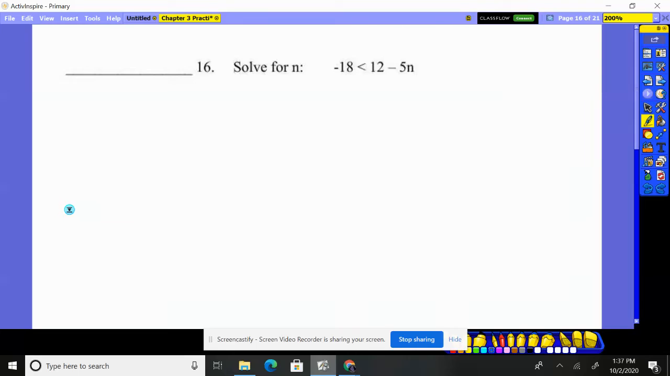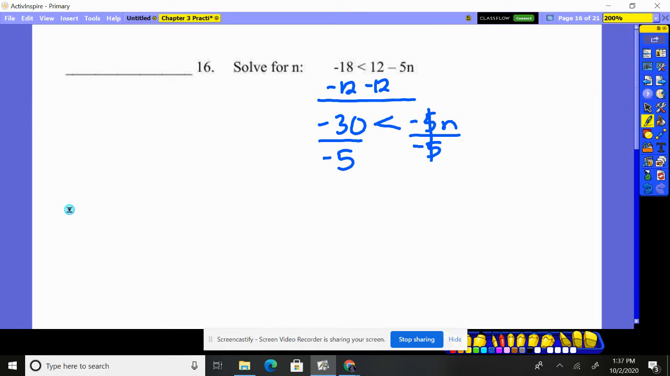Number 16. Well, all our variables are already over to the right. So I need to move this 12 over. So I'm going to subtract 12 from both sides. That's negative 30 less than negative 5n. I'm now going to divide by what's in front of the n, which is negative 5, and divide the other side by negative 5, both sides.